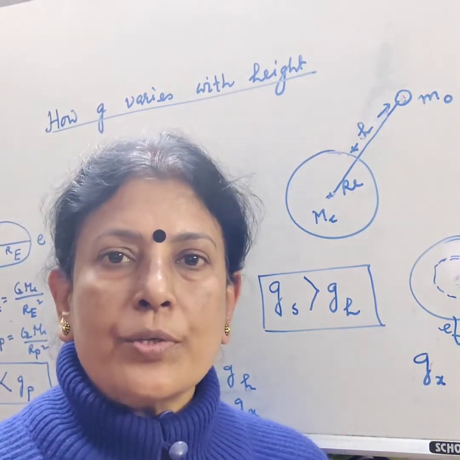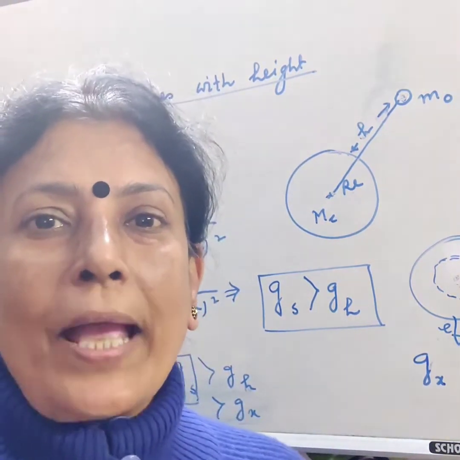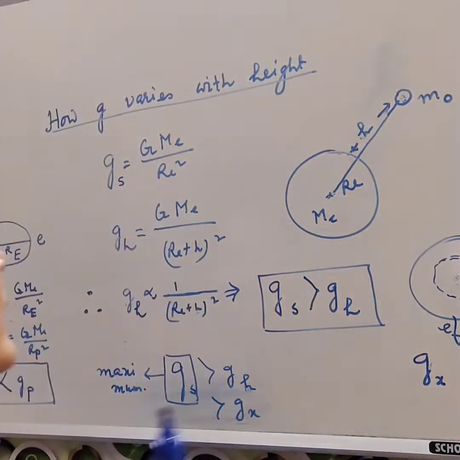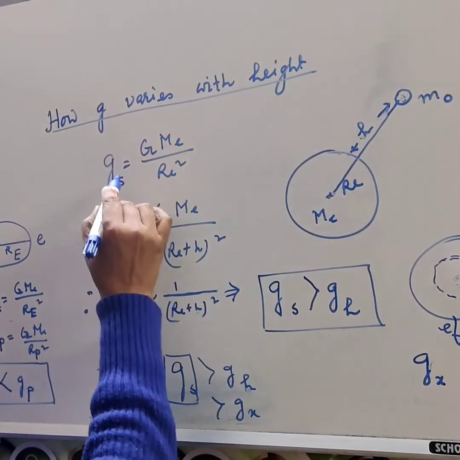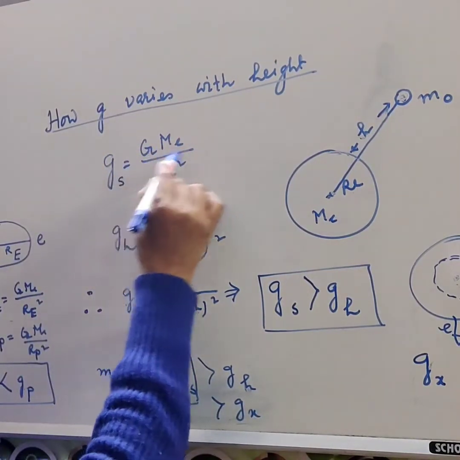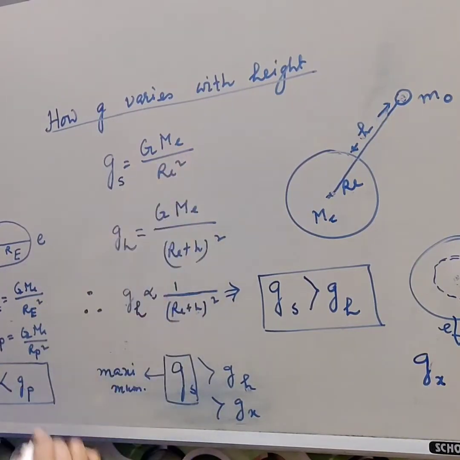Okay, understood? Now let's see how acceleration due to gravity varies with altitude. We already know acceleration due to gravity on Earth's surface is equal to capital G into mass of Earth divided by radius of Earth whole square.